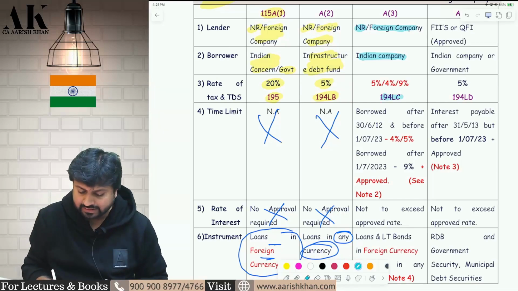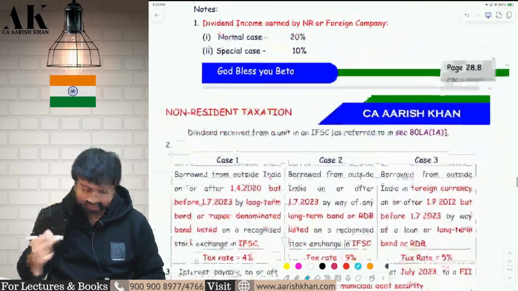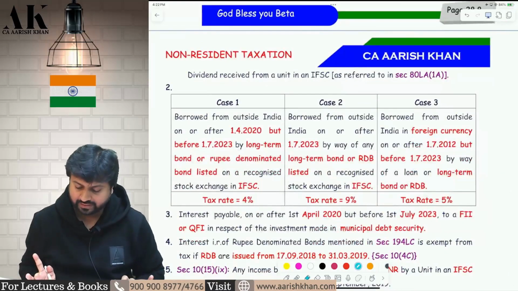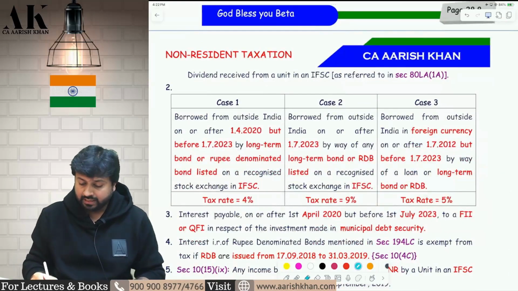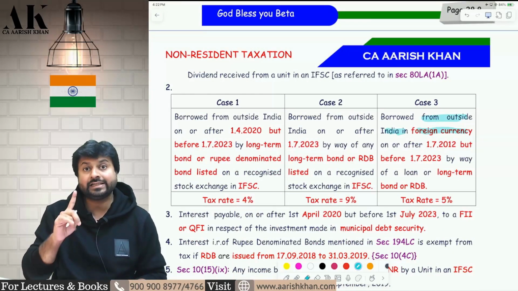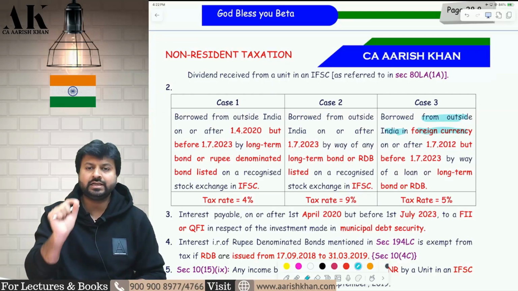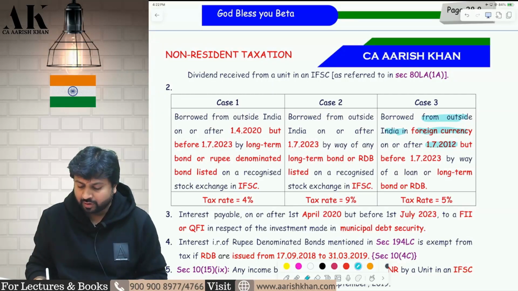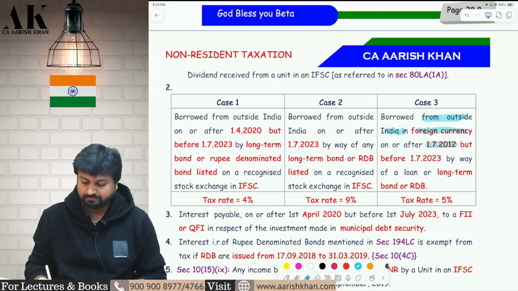The TDS is deducted under 194LC. Now, let me show you when it is 5%, when it is 4%, and when it is 10%. If you are borrowing money from outside India, in a foreign currency, the money has to be borrowed in foreign currency. That is the condition of the third section. And it has to be borrowed on or after 1st July 2012.